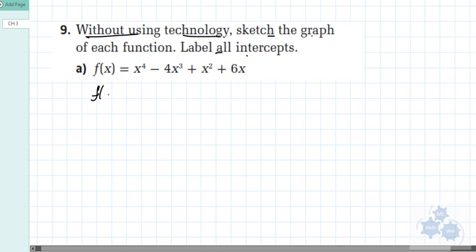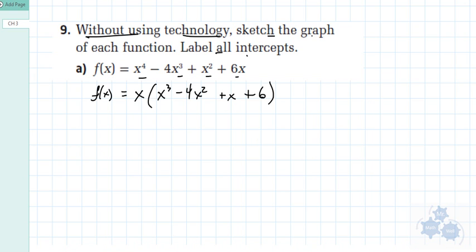So my suggestion for this one would be this. Notice that you have an x term. All of these are x terms, so you have an x in every single term. So what you should do is take out an x first. Factor that. And then you have x cubed minus 4x squared plus x plus 6. Then you can start your factoring.